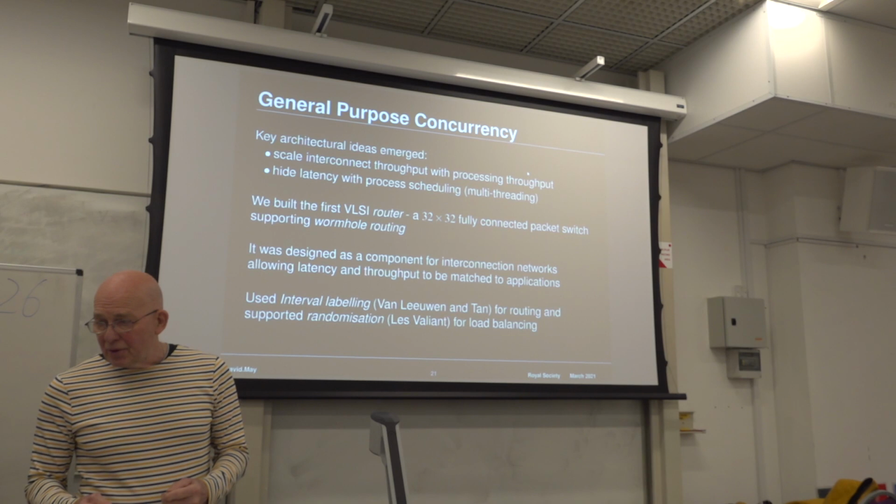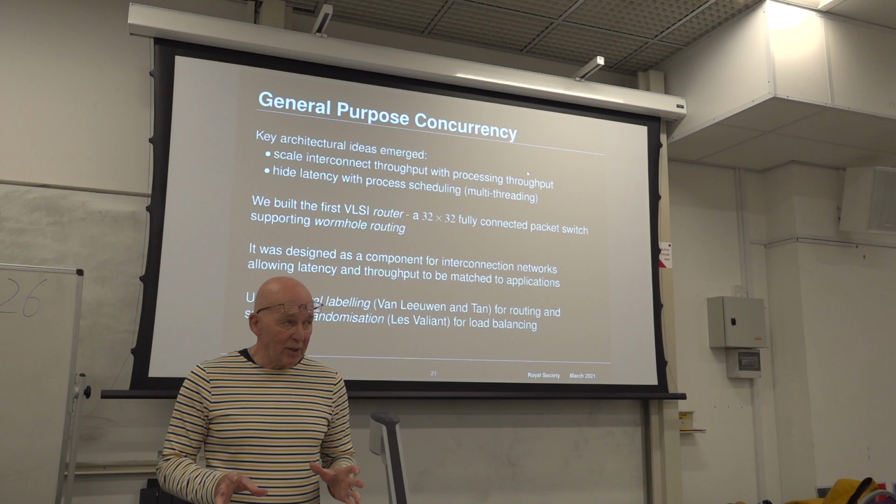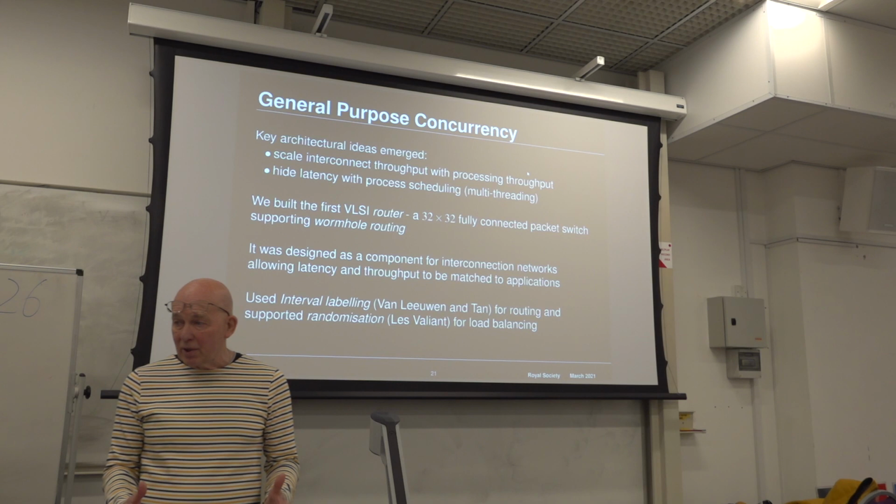We built what I think was the first VLSI implemented routing chip, a 32-way switch, which was specifically for solving this problem. The idea would be that you build your network up out of the switches and then put all the processors around the edge of the network. And it was designed very much for being able to do this concurrent communication.